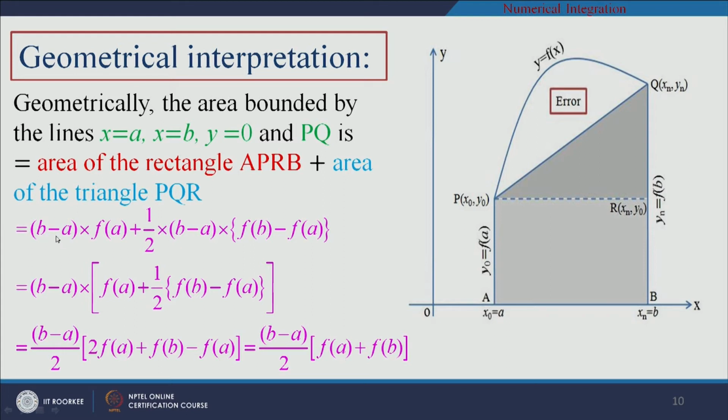The total area of the rectangle is (b − a) times the height f(a), so (b − a) f(a), plus the triangular area, which is half the base times the height: (1/2)(b − a)(f(b) − f(a)). Finally, we get ((b − a)/2)(f(a) + f(b)).